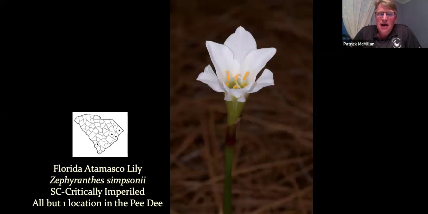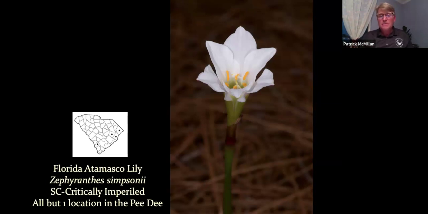And at the time, we thought that Zephyranthes simpsonii was found in areas that were maritime grasslands. Now, maritime meaning ocean or sea. Grasslands that are close to the coast, because that's where most of the populations that we had encountered were, and that's where we mostly see it in North Carolina. It turns out that that's not its preferred habitat.